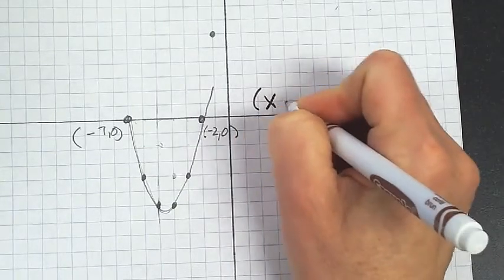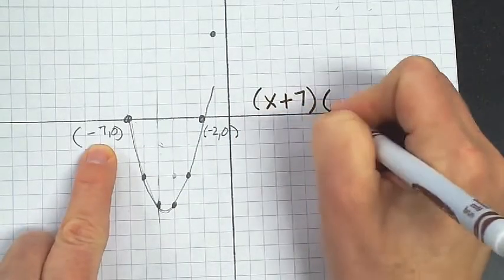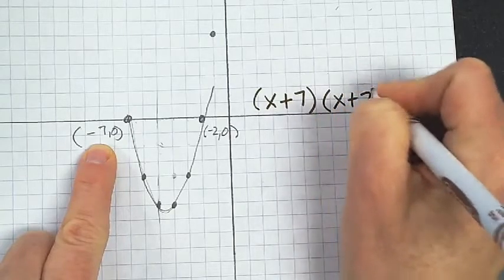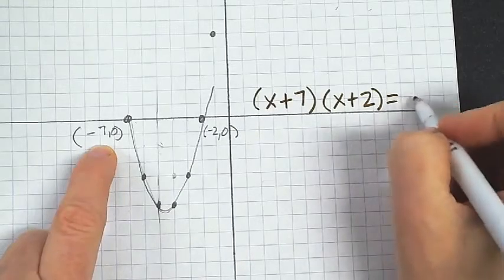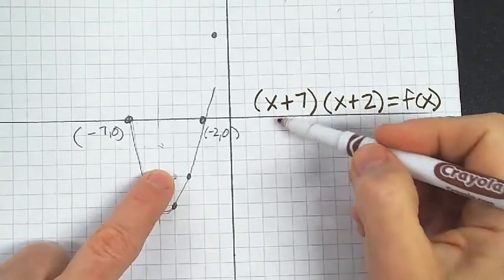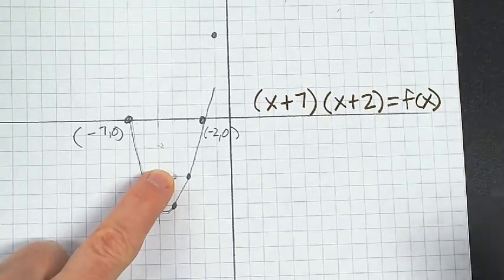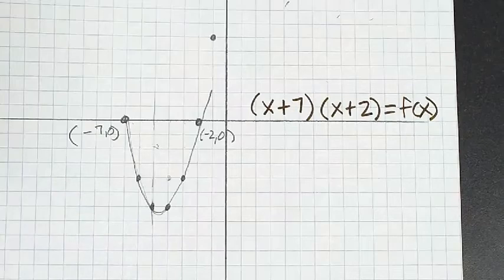So you have x plus 7 as a factor, and you have x plus 2 as a factor, equals f of x. And you could actually leave it like that. If you want to multiply these together, you can. If you leave it like that, I'm okay with that.